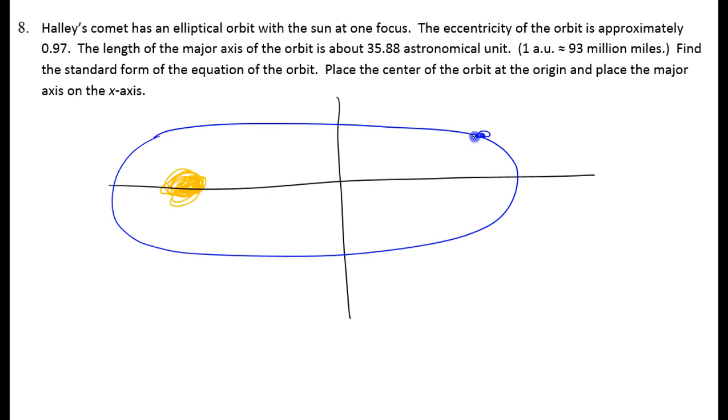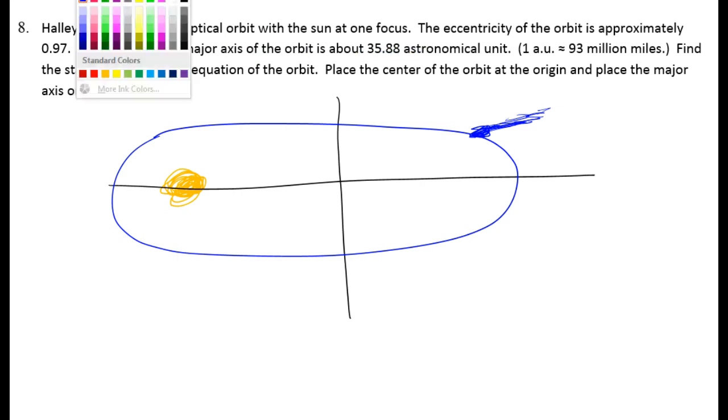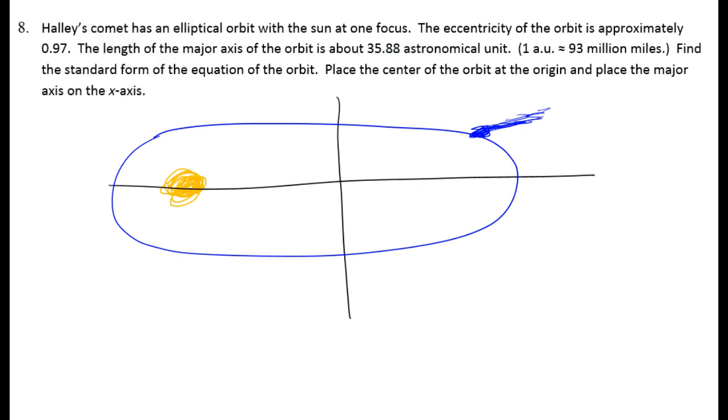Okay, so here's Halley's Comet. That's the tail. You get it. Now, let's put in the information that they gave us. They told us the eccentricity. All right, I'll come back to that in a moment. The length of the major axis of the orbit is this. Okay, so the major axis is the distance all the way from here to here.